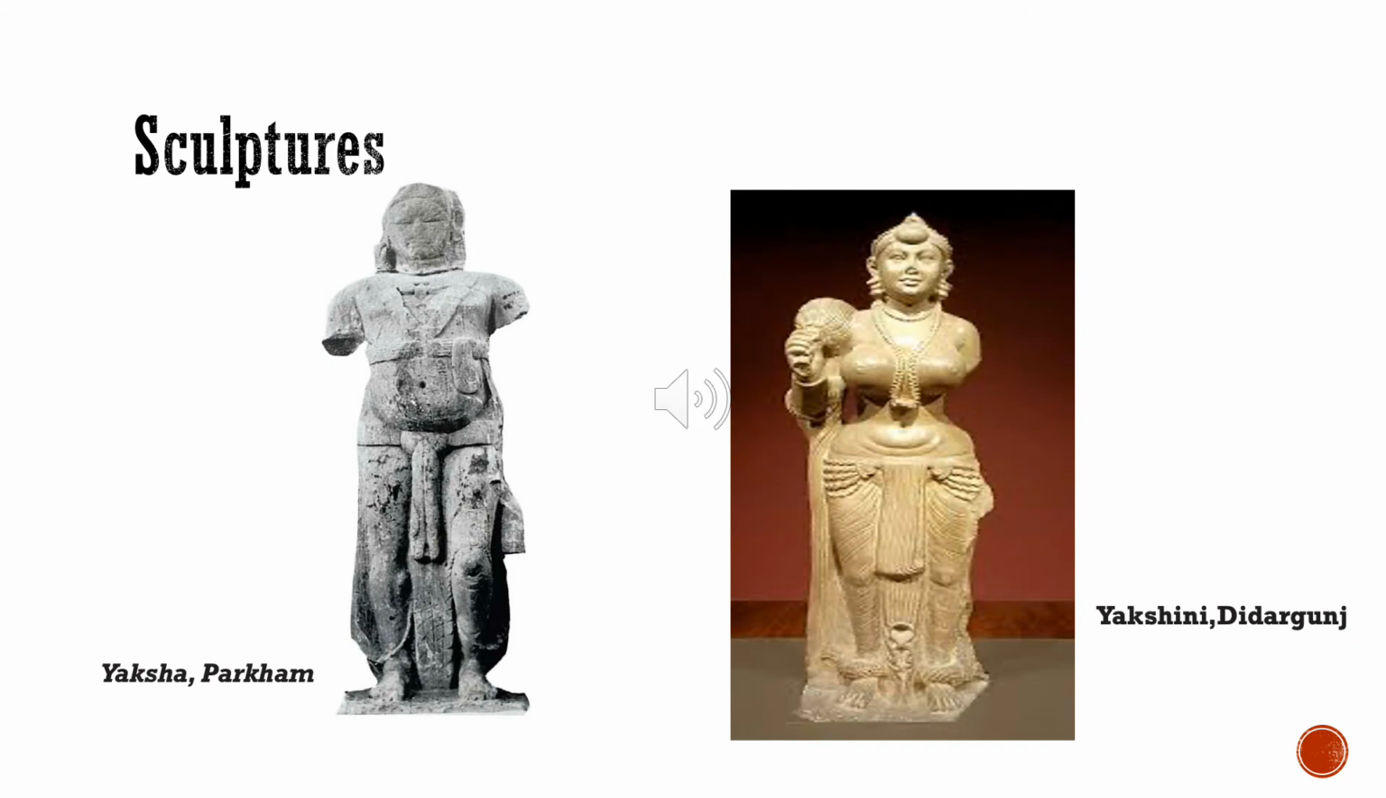Apart from freestanding pillars, Mauryan artisans have made numerous freestanding sculptures as well. Two famous sculptures have been shown here. On the left side is the Yaksha from Parkham in Bihar district, and on the right side is the famous Yakshini figure of Didarganj. These are also made of polished Chunar sandstone.